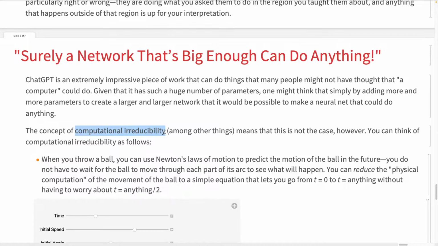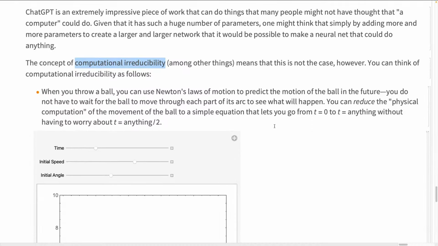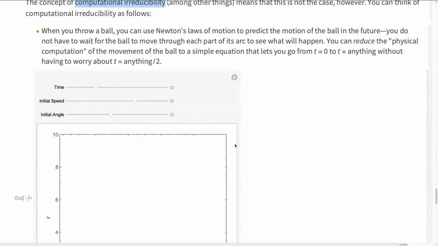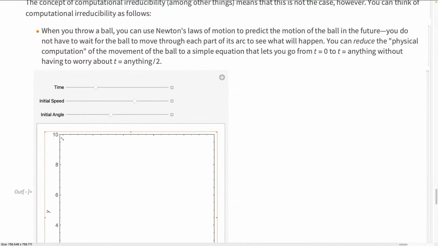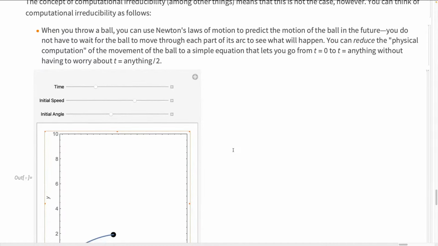The way Stephen puts it, which I think is a nice way to think about this, is this concept of computational irreducibility. Let me explain what's meant by that using an example that I like. When you throw a ball, you've got a baseball, or whatever kind of ball, you throw it. You can use Newton's laws of motion to predict the motion of the ball in the future, right?